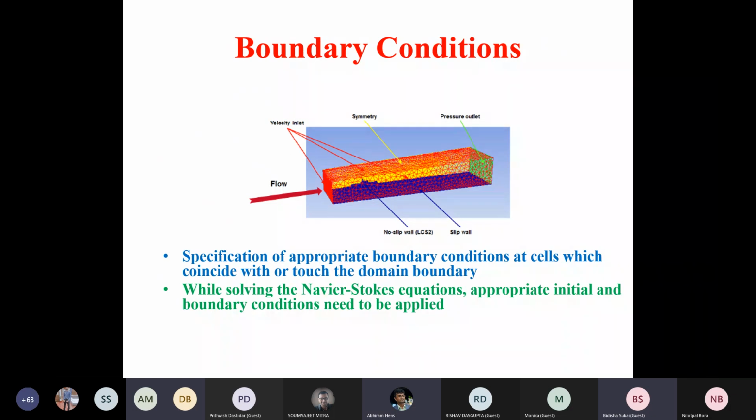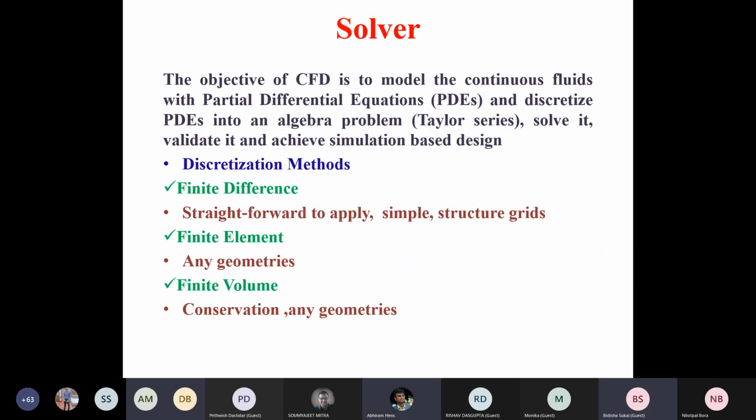Then this is boundary conditions. Boundary condition means, if this is the domain, this is the mesh domain, you have to give the inlet boundary condition. You need to give the pressure outlet boundary condition, no slip or slip boundary condition, etc. So this is also important. And then you have to choose the solver.